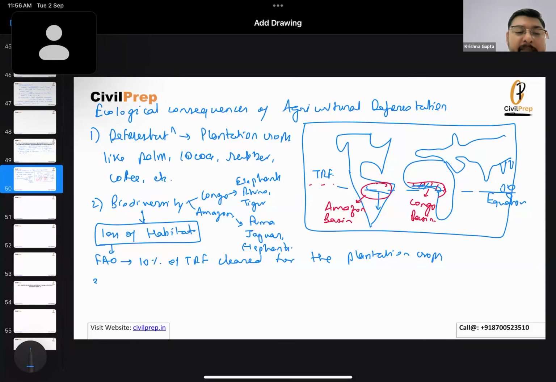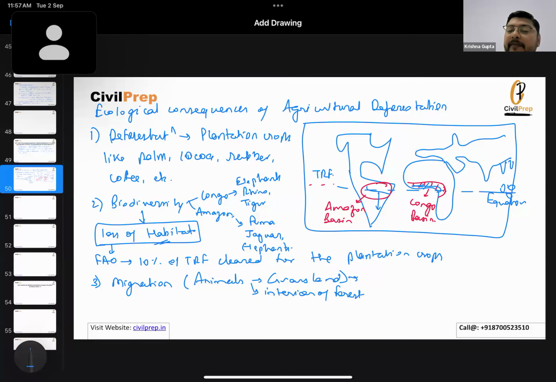Third thing we'll be seeing is that because of the loss of habitat, these species are looking at migration. So migration is taking place in this region. The animals are migrating to various other regions. Okay, for example, they are migrating into grassland, or they are moving to the interior of forest. So because of this, what is happening here?